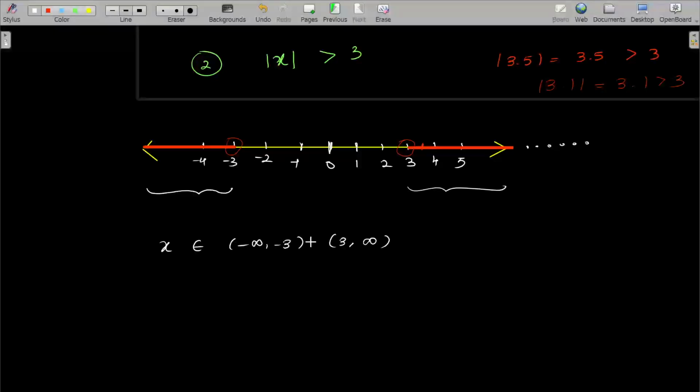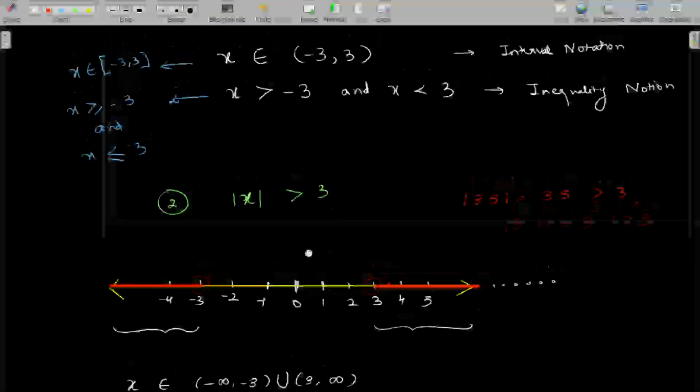So we write these two intervals and we put a U sign in between them. This represents union. So you have to take the union of these two sets, these two intervals. And I'm keeping parentheses on both sides, because first of all, we never put square brackets on infinity, and since we have open circles at 3 and -3, we have parentheses. Now can you tell me the inequality notation for this?